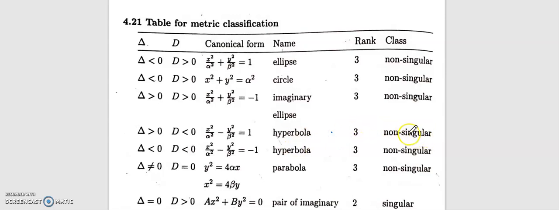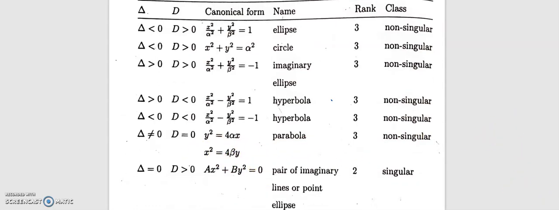So rank is 3, it is non-singular. Delta less than 0, delta d less than 0, we will get a conjugate hyperbola. So that is the case for hyperbola. In a parabola, delta is not equal to 0, so delta can be positive and negative, but d must be equal to 0. So that is the equation of parabola. So again, for parabola, rank is equal to 3.